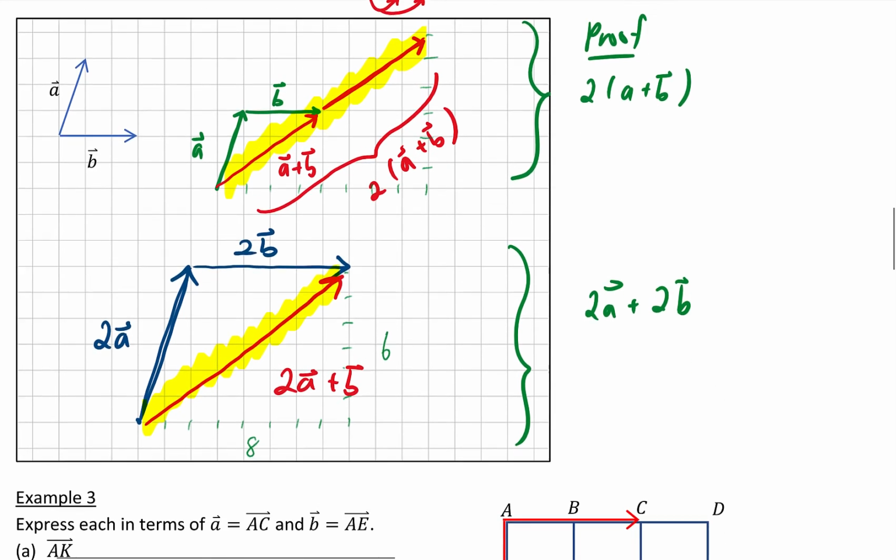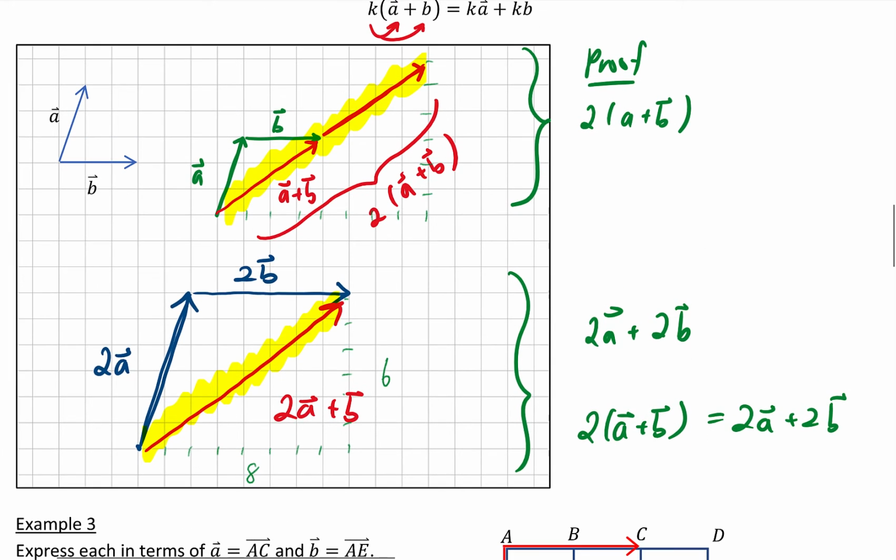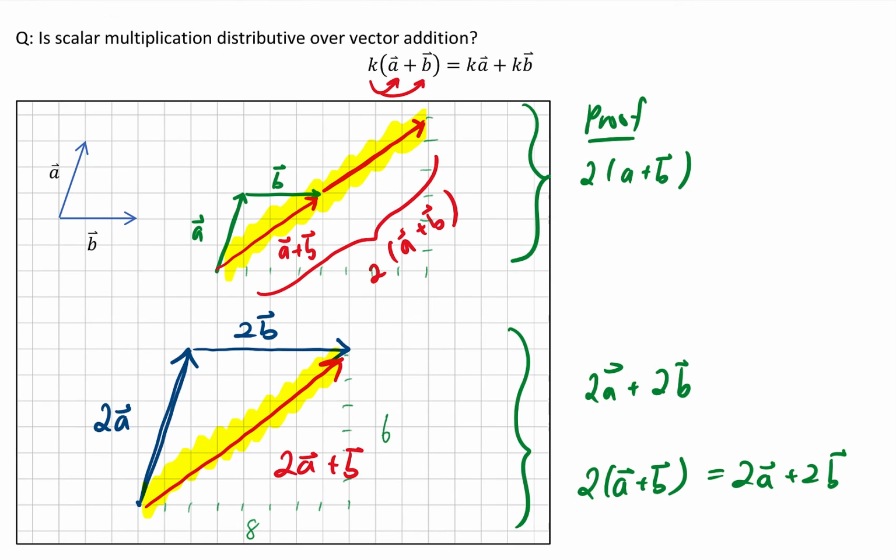So now we've shown that these two vectors are the same, that 2(a plus b) is equal to 2a plus 2b. So we've only shown 2, but we could do the same thing with 3, 4, 5, any number we choose, and we would prove that scalar multiplication is distributive over vector addition.